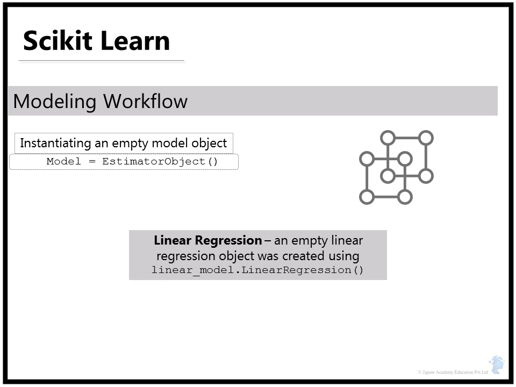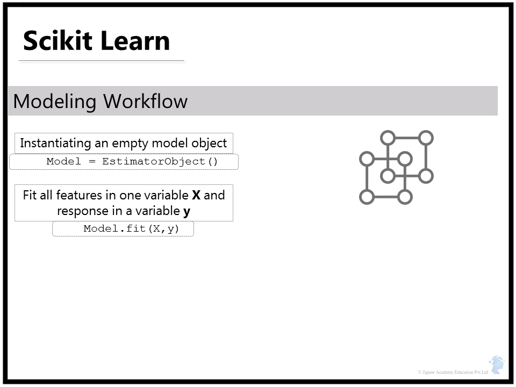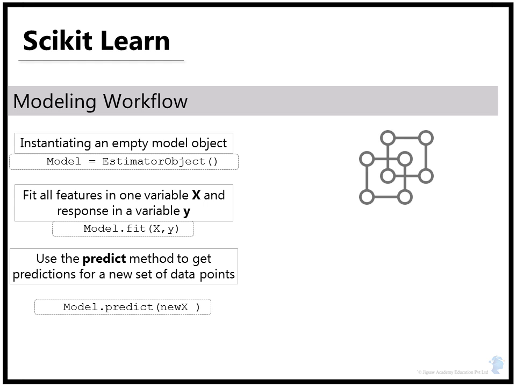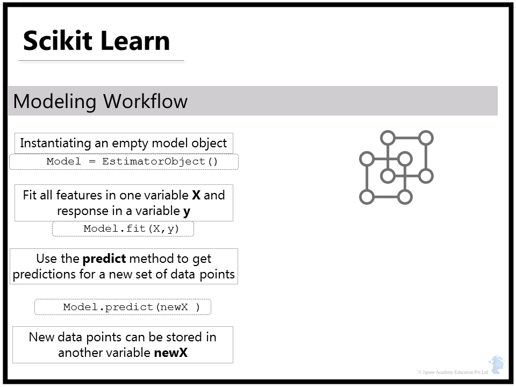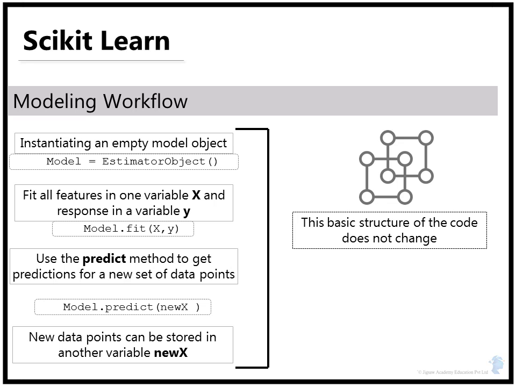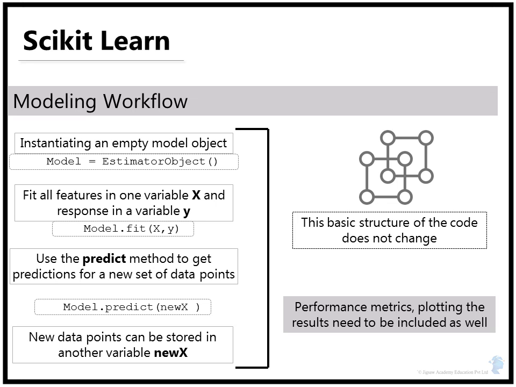It is recommended that you put all your features in one variable, say x, and your response in a variable called y. The names of these variables might change, but the workflow remains unchanged. Finally, once you have fitted the model, use the predict method to get the predictions for the new set of data points, which you can store in another variable, say new x. No matter what kind of model you want to fit, this basic structure of the code does not change. You might want to get the performance metrics out somewhere in between, or plot the result sets somewhere, but the structure remains unchanged again.